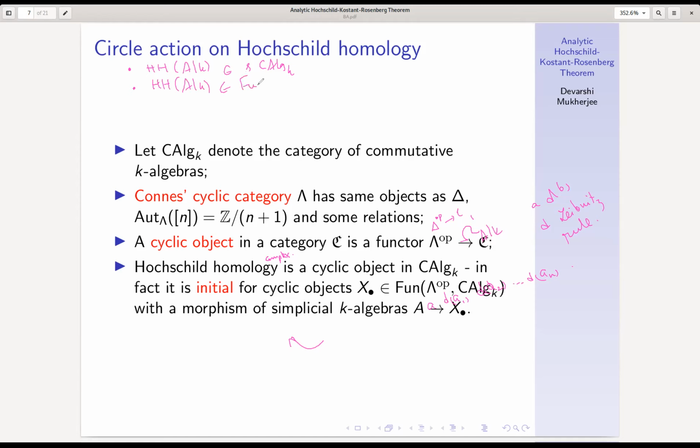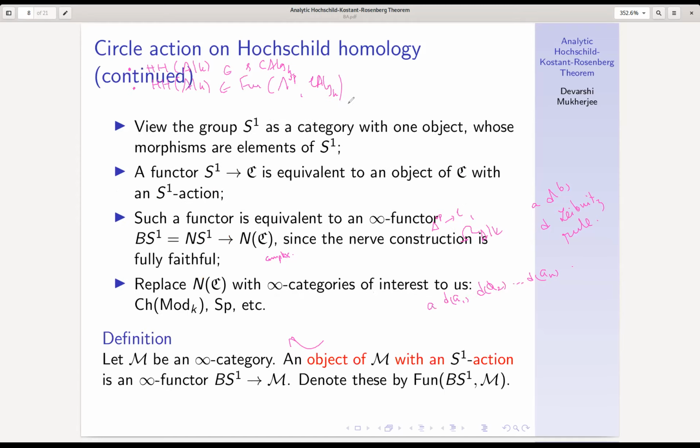So this belongs to this functor category from the cyclic category to commutative K-algebras. What we now would like to talk about, as I was explaining, is an S1 action on this Hochschild homology complex.